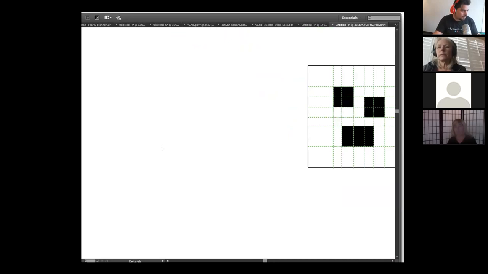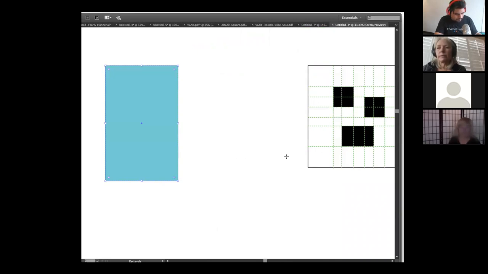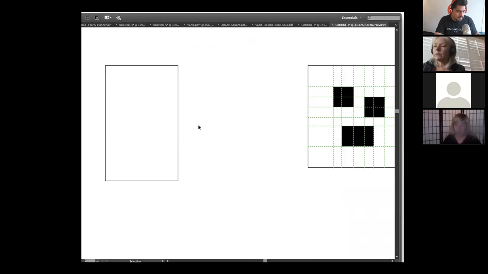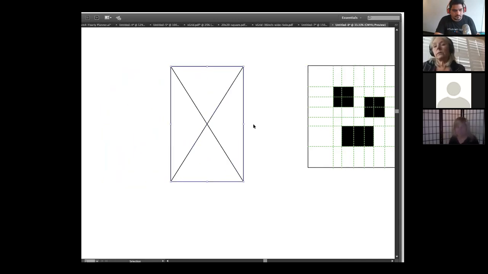Now, when we're dealing with a rectangle and dividing it up, we have a thing at the academy called the box and the X. So this is going to be very, very difficult. If I make a box and I put an X inside of it, that's all we need to know. That's all the information that we need to create the grids.